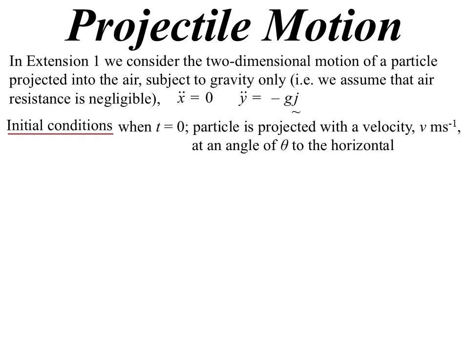So some initial conditions then. When t equals 0, we're going to project something. For convenience, I'm going to set the origin as the starting point. Now, you might not always do that, because sometimes you might be projecting, say, from the top of a tower or a cliff or something like that. It might be more useful to set it at whatever the height of the object is. But for this, let's just say we're at the origin.